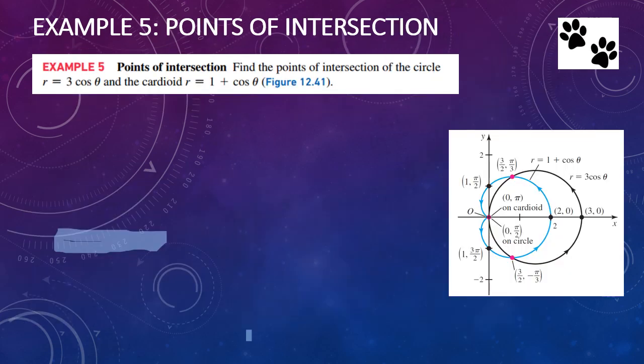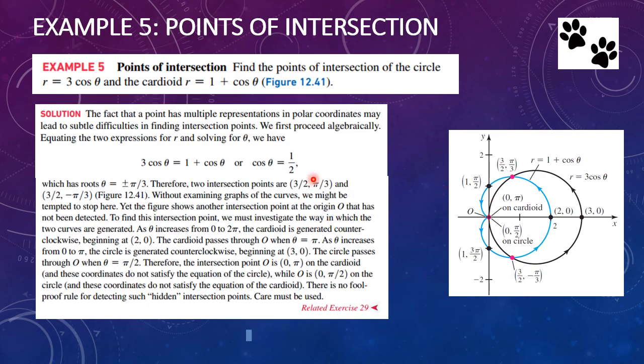Sometimes it's really difficult to find the points of intersection, so we're going to look at a problem specifically focused on this, about finding the points of intersection of the circle r equals 3 cosine theta and the cardioid r equals 1 plus cosine theta, which you can see here in the diagram. So we're looking for the points of intersection. The fact that a point has multiple representations in polar coordinates may lead to subtle difficulties in finding the intersection points. We first proceed algebraically, equating the two expressions for r and solving for theta.